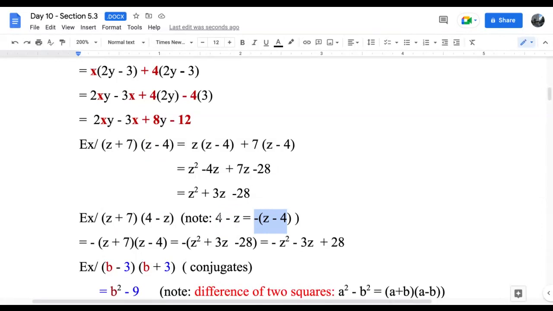So according to the previous, we could write it like this: negative Z plus 7 times Z minus 4. And then we know Z plus 7 times Z minus 4 is the above, Z squared plus 3Z minus 28. We just have to put this negative sign in front of it. So then we get negative Z squared minus 3Z plus 28. Anyone has any questions?